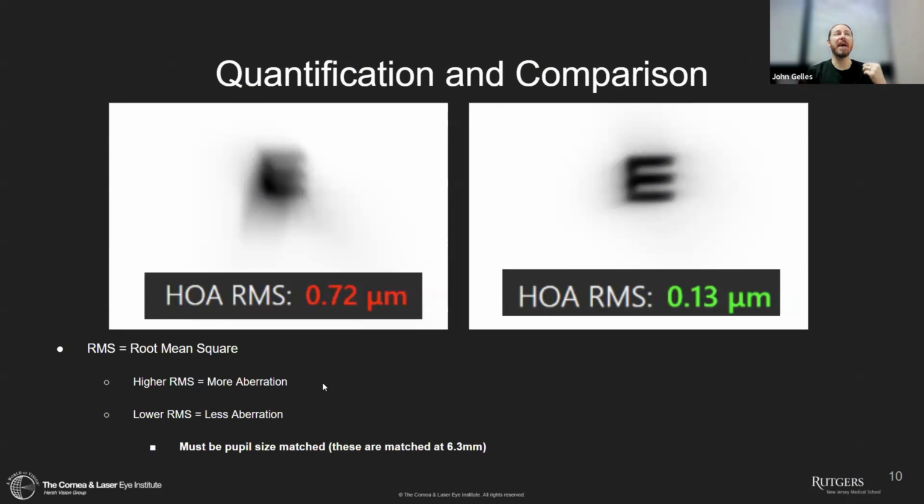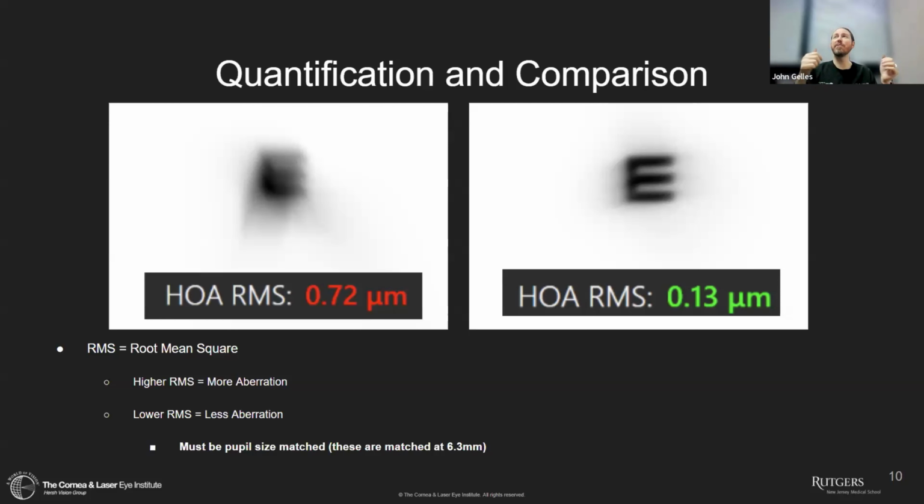So essentially, if you have a higher RMS value, you generally have more aberrations. If you have a lower RMS value, you have fewer aberrations, right? This is just an easy way of quantifying things.